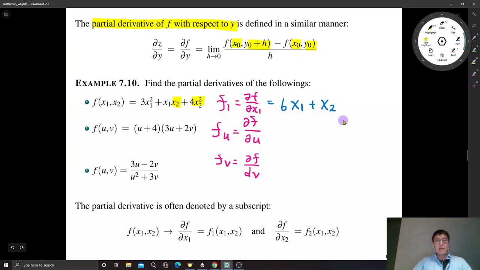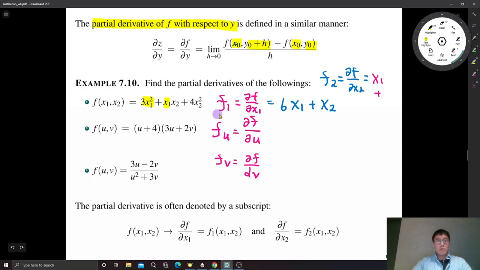So that is f sub 1. For f sub 2, the partial with respect to x2, we now regard x1 as a constant. This one is a constant, and this one is a constant. After differentiation, 3x1 squared goes away, and this x1 is multiplied to variable x2, so we leave it alone, and the derivative is just x1.